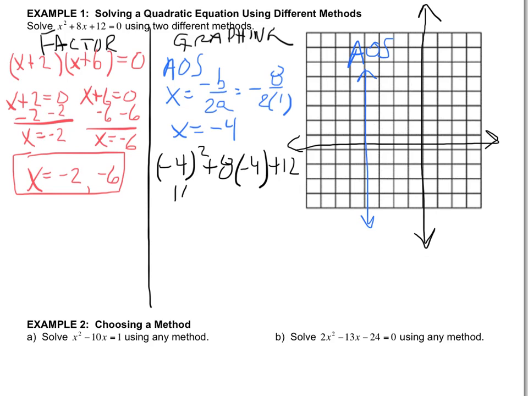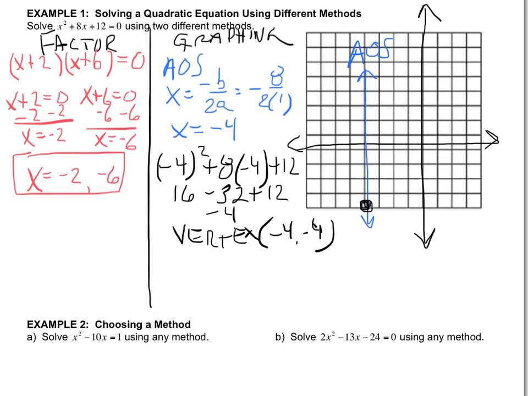-4 squared is 16, minus 32 plus 12 is -4. So my vertex is at -4, -4. I can plot that point right there at -4, -4. That is our vertex. From here, I want to make a little table, and I can center it at -4, -4, because everything is going to revolve around this coordinate as our vertex.